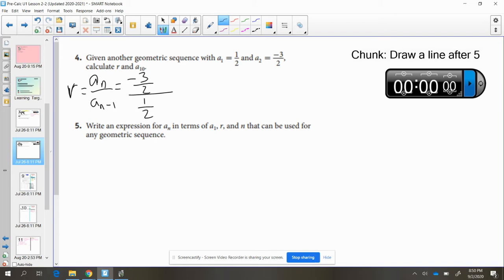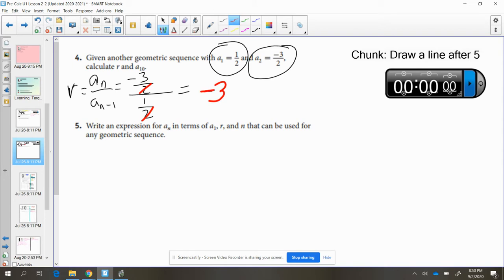Now, notice the two terms here are alternating between positive and negative. We know when that happens that our common ratio is going to need to be negative in order to have that sign flippage occur. Now from here, we have these denominators that cancel out, and negative 3 is what we are left with as that common ratio.